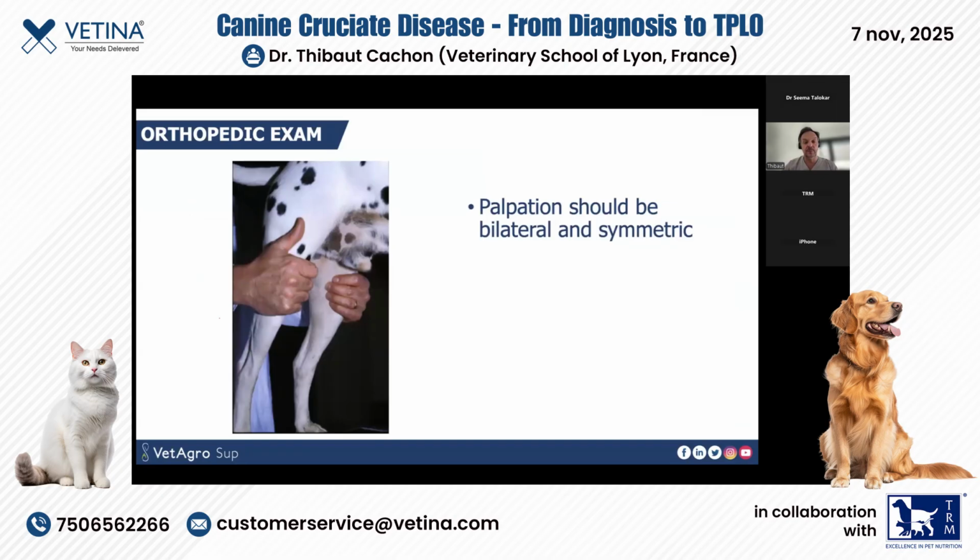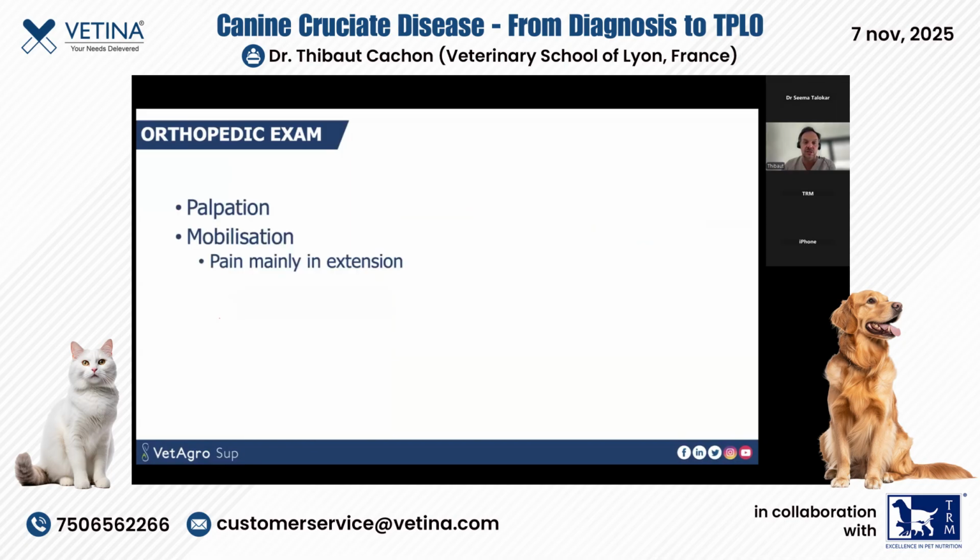In order to be able to see this difference between both stifles, you need to palpate the stifles as symmetrically as possible, and the palpation should be bilateral. What I like to do is have the dog like that, with my two hands on both stifles, and I can feel if there is any difference from the right side to the left side. It's very important to do bilateral and very symmetric palpation to find any subtle modification of the stifle in those cases of cruciate disease.